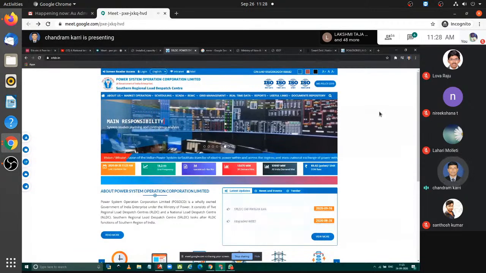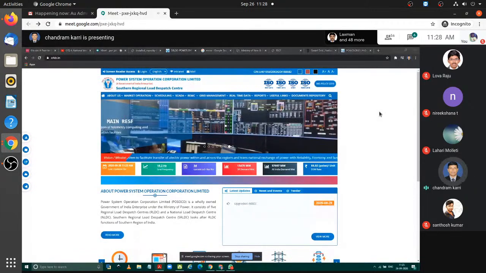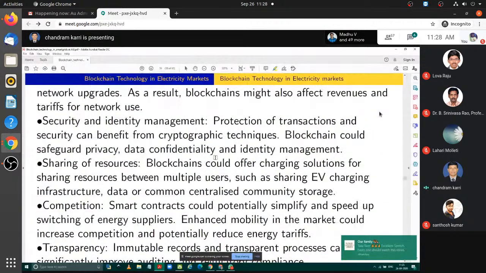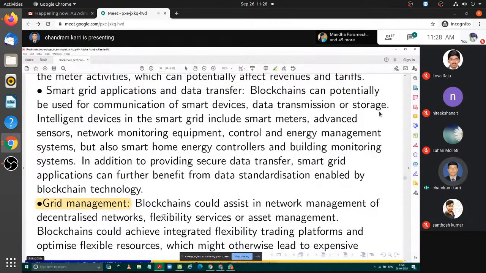In our power system network in India, there are several key issues at the level of generation, transmission, and distribution. Therefore, a decentralized network, flexibility services, and asset management are possible. The level has been changed. See, everywhere, even in a distribution system, we are using SCADA. Now people will say it's an outdated concept. So what is the new concept?